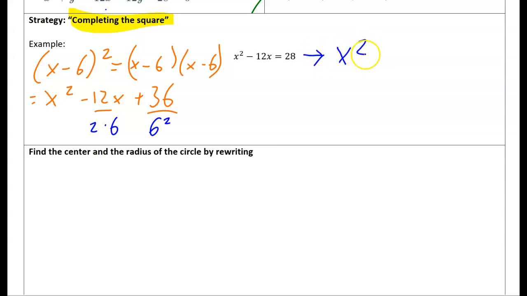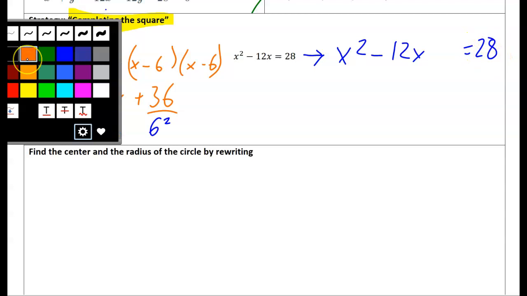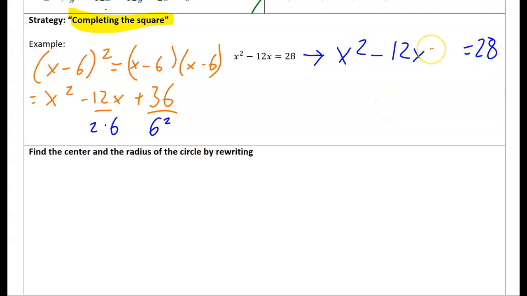So what I can do is turn this into x squared minus 12x, and then leave myself a little space here, and equal to 28. And then I'm going to add in that 36 that I need to complete the square. But it's an equation, so if I do that on the left, I have to do that on the right as well. So here now, what I get is my perfect square on my left. I just add my terms on the right, so I get 64 on the right. And then I can rewrite that as x minus 6 squared.